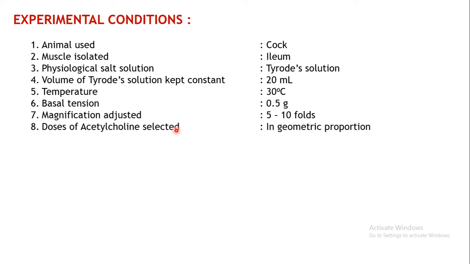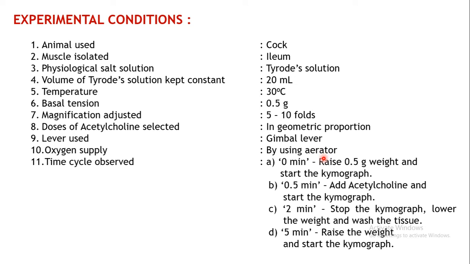Then the doses of acetylcholine selected are in geometric proportion, as I have already told you earlier. That is, if the first dose selected is 0.1, you should go on doubling the further doses. So the next dose will be 0.2, next 0.4, thereafter 0.8, then 1.6, 3.2, 6.4 and so on. You need to double the doses over here. Next, the lever which is used is a gimbal lever. Oxygen supply is by using an aerator. You need to bubble the air continuously so that your tissue gets the oxygen supply.